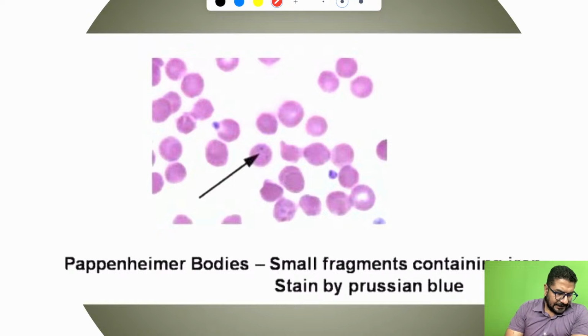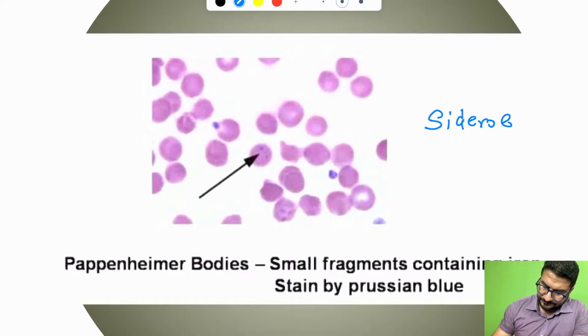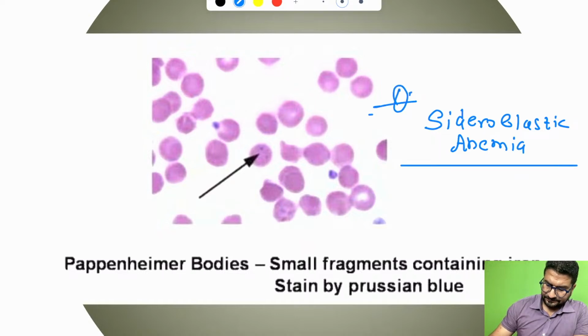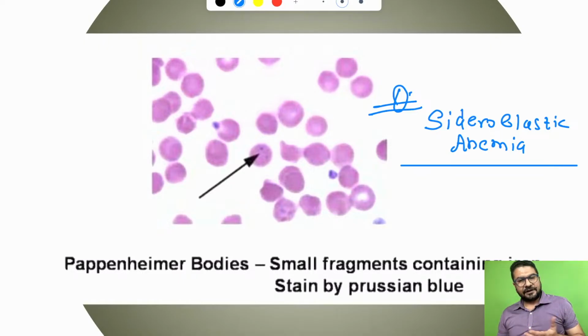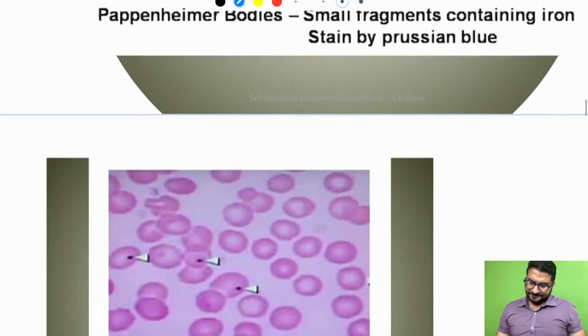Okay, now look, this question has been asked repeatedly in your exams: Pappenheimer bodies. You have to tell me where you will see Pappenheimer bodies. Anyone? Tell me, where will you see Pappenheimer bodies? Understand this: these are the bodies which we see in a patient with sideroblastic anemia. Many times this question has come in the exam. So basically these are iron containing bodies. We call them Pappenheimer bodies.